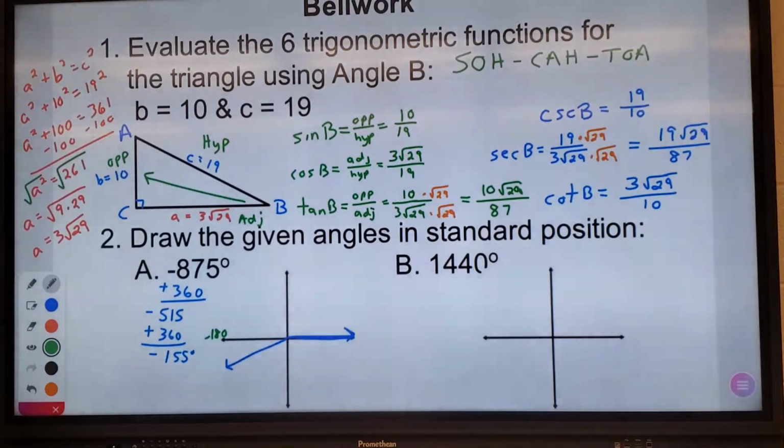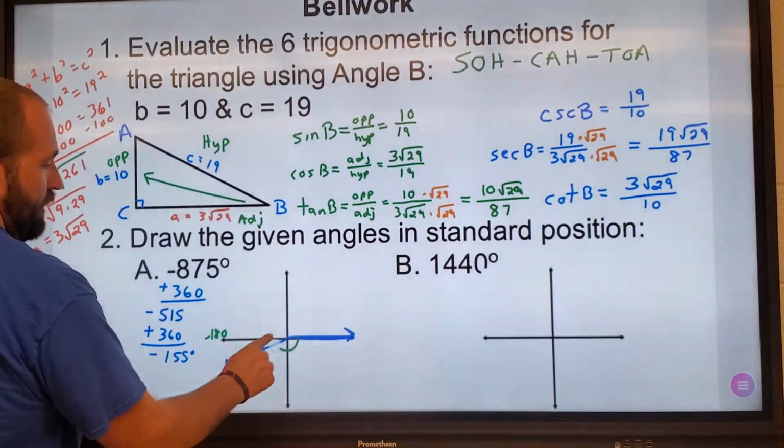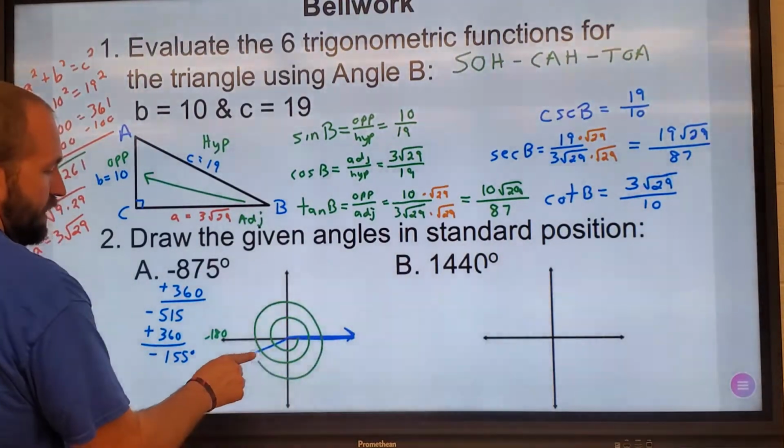Again, now looking at how many times I added or subtracted 360, I added 360 twice. So I have 2 full rotations, and then I have that extra 155 degrees negative. So I start here. Negative means go down first. I'm going to go up and around. 1, 2, and then finish it out.